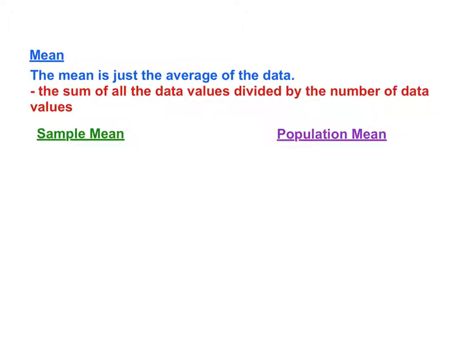So the mean calculation can be done for a sample, so a portion of the population, or for the entire population. And the symbolism is a little different. The calculation is a little different typically, but for our purposes it's going to be essentially the same. But I want you to see how the symbolism is different from one to the other, okay?